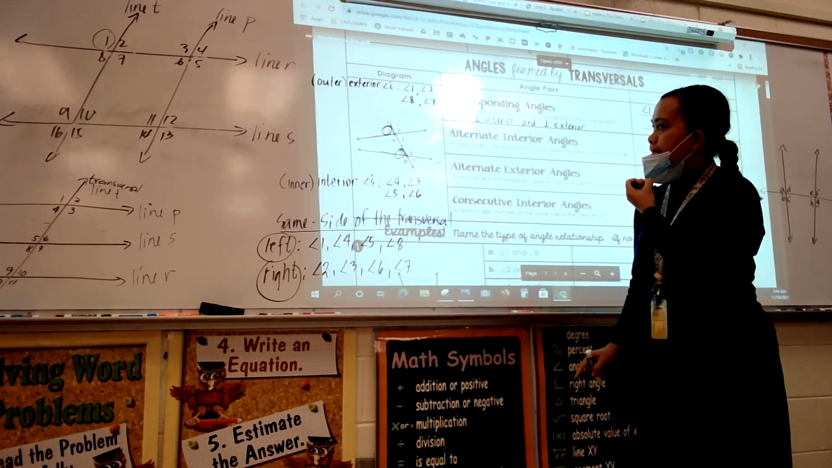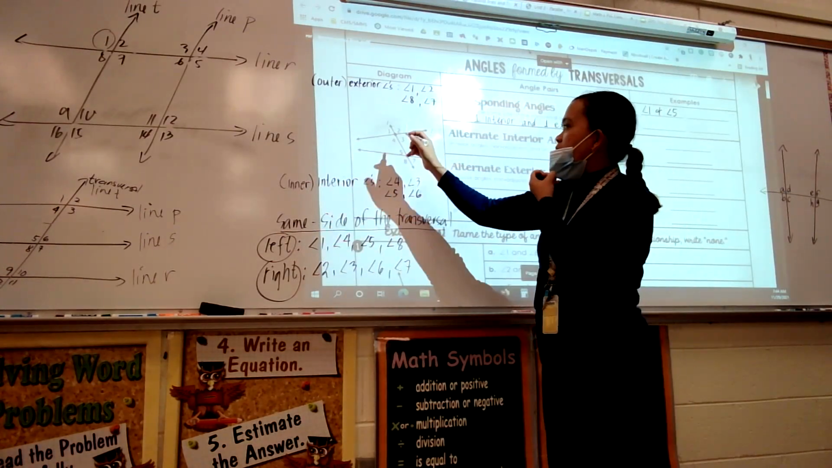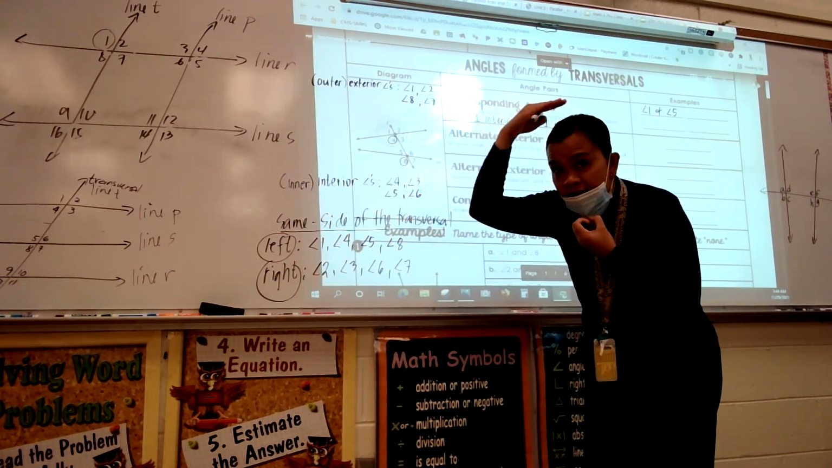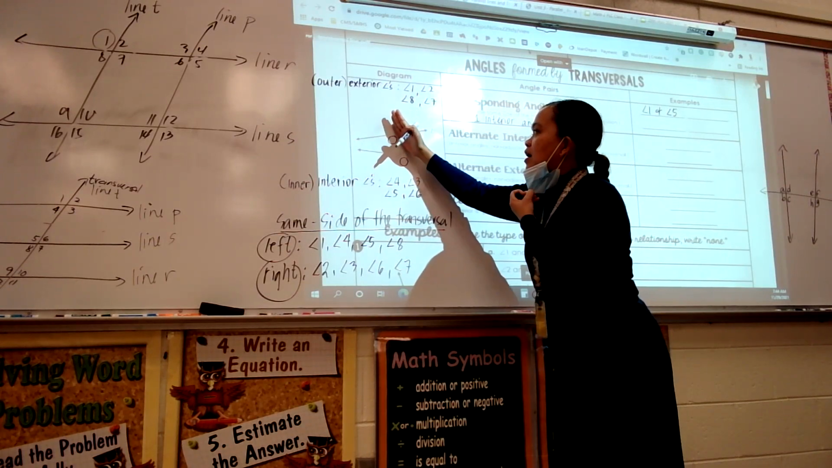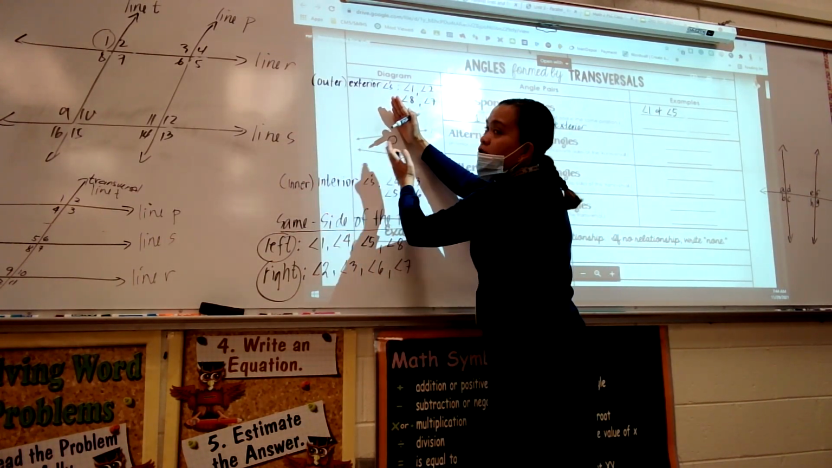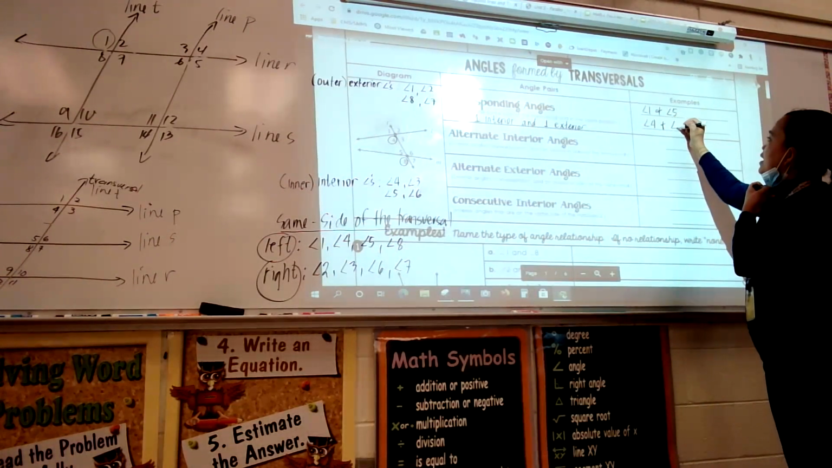Angle 4 and angle 8. Look at this, I'll encircle the reason why I erase it. Angle 4 and angle 8. They're both under the line. You got it? They're both under the line, but they are on the same side of the transversal. They're all located on the left side. So angle 4 and angle 8.